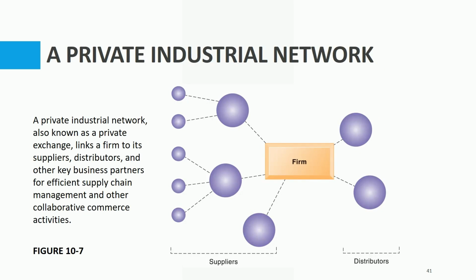The next one we have is a graphic which is illustrating a private industrial network and how it can link to both suppliers and distributors. The private industrial networks are owned by the company that uses and creates them. They are private, and you need to be asked to join.